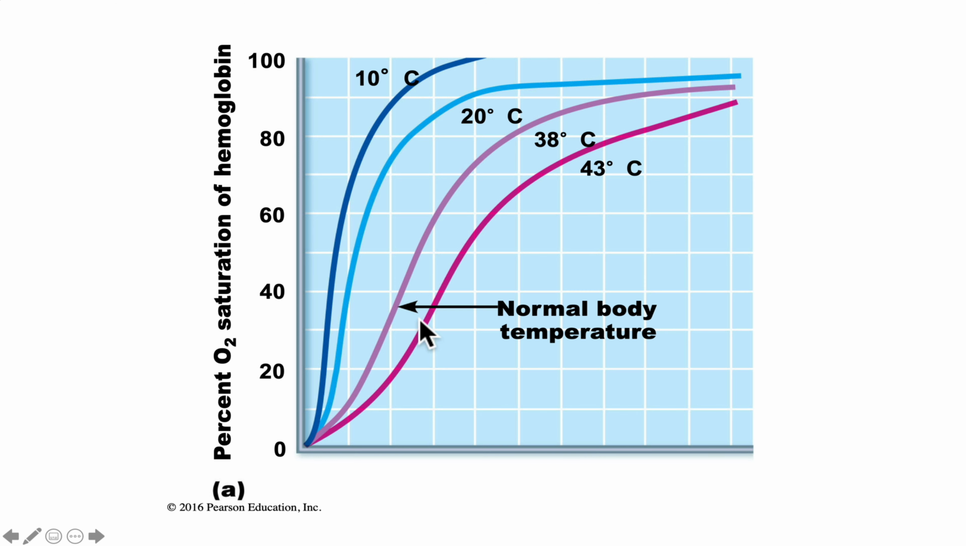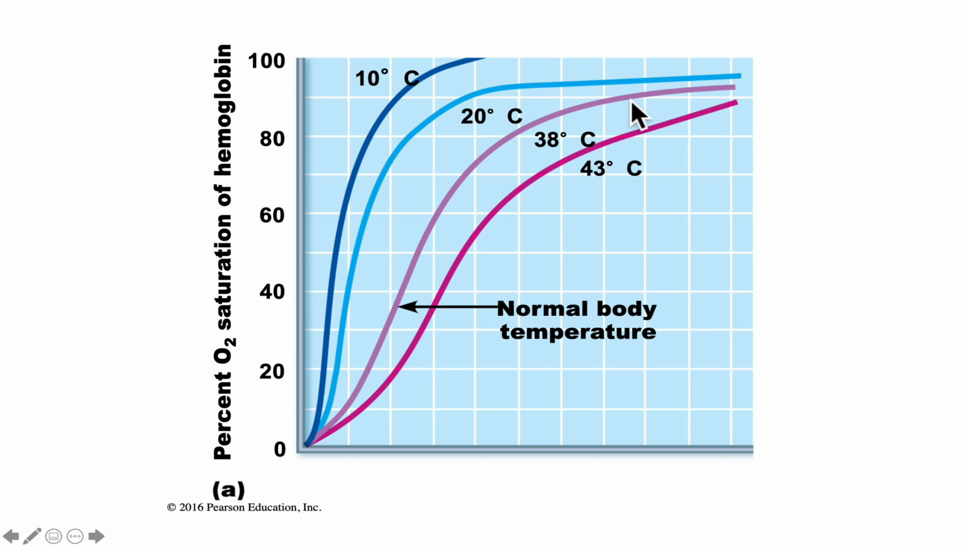So essentially what we're looking at, let's go over here. If this is normal body temperature, which is about 38 degrees centigrade, at this point, again, everything is nice and optimal. So when we come over here, we get about 98%, 94, 92% saturation, and that takes place when the partial pressure is at 100.